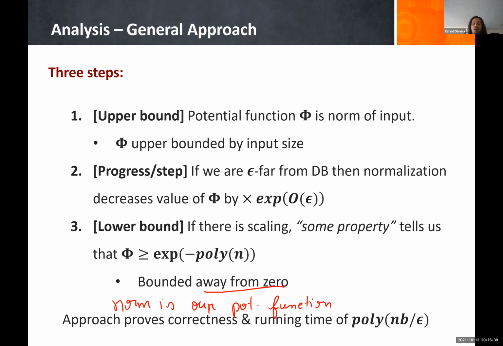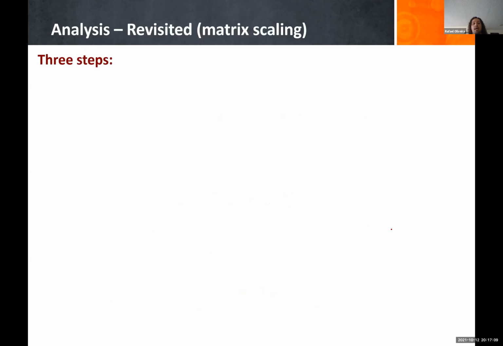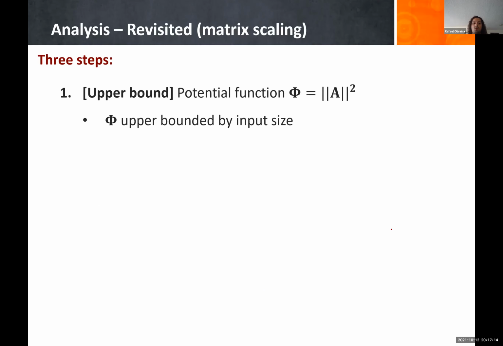Okay, so now, if you notice, this approach will prove correctness and running time of polynomial in n, b, and 1 over epsilon, where b is the bit complexity, like the size of your input, right? And this is the same analysis as Ankit gave, exactly the same. So I'm not going to do these calculations, just to give the conceptual message, right? But if you want it as an exercise, you can do this. All right. So these are the 3 steps that we'll apply. We just need to figure out, okay, what is the sum property here? Okay. And all right, so let's talk about the matrix scaling again, and let's just revisit that analysis, right? So what are the 3 steps?